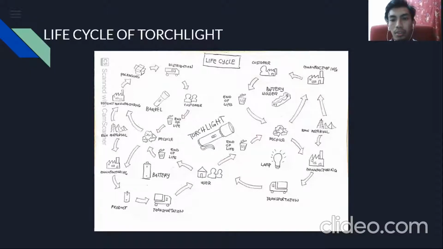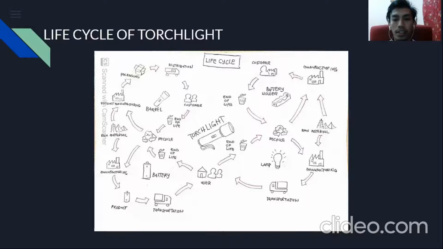the first step is also the raw material, which is to get the polymer material, and then send the polymer material to the manufacturing to produce the product, which is a battery holder, and then send it to the customer or hardware or electrical shop, and then the product reaches end of life, is sent to recycle to get the original material, and then sent to the manufacturing again to produce a new product.